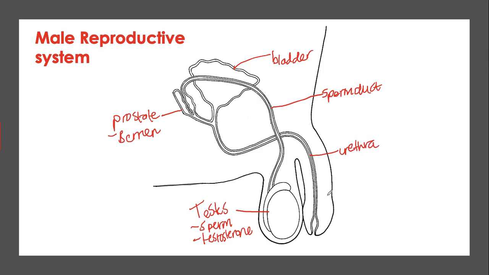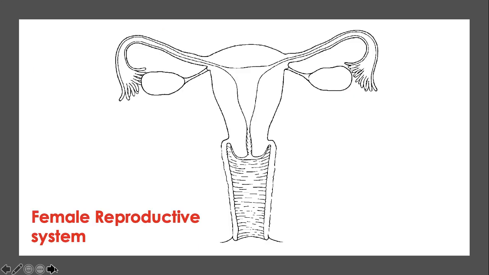Okay, and then this is what we call the penis, and this is used to transfer sperm from the male's body into the female's body so that internal fertilisation can happen. Then we've got the female reproductive system.